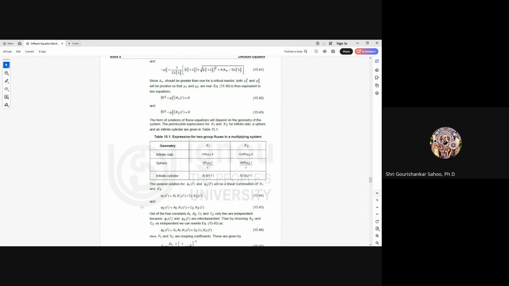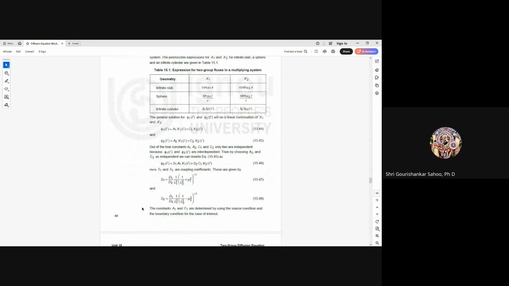And you can write phi1 is equal to a1 x1 plus c1 x2. Similarly, phi2 is equal to a2 x1 plus c2 x2. So out of these four constants, a1, a2, c1, c2, only two are independent because phi1 and phi2 are interdependent. So by choosing a1 and c1 as independent, we can write phi2 is equal to s1 a1 x1 plus s2 c1 x2. So your s1 and s2 are coupling coefficients.